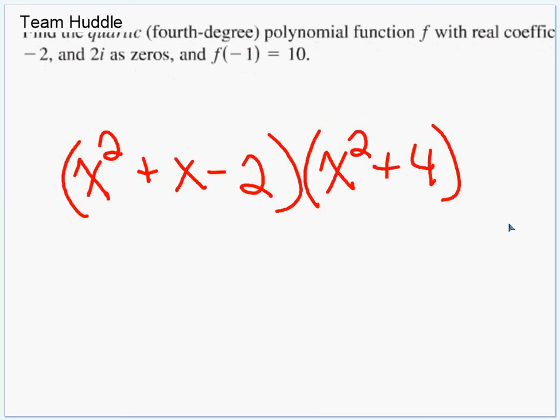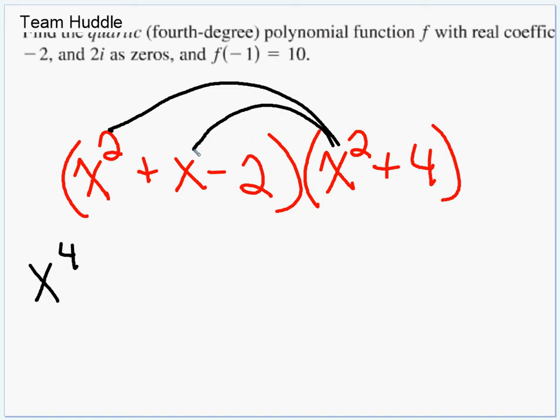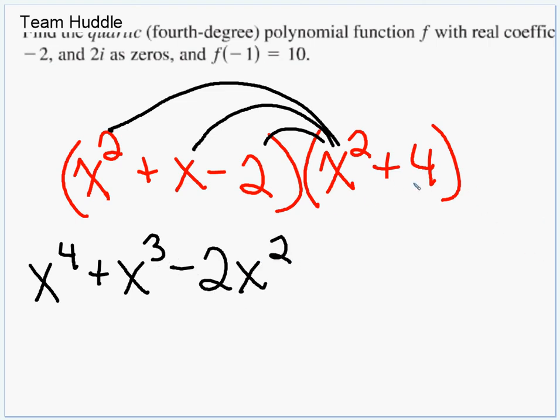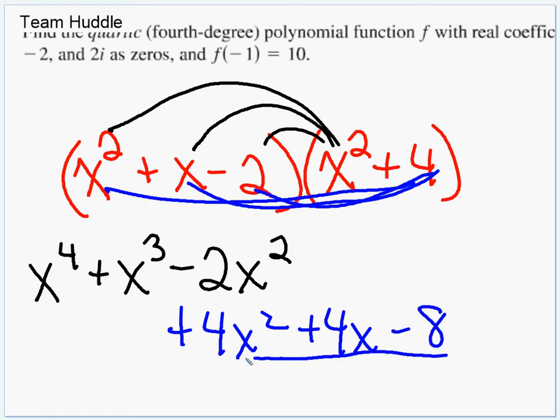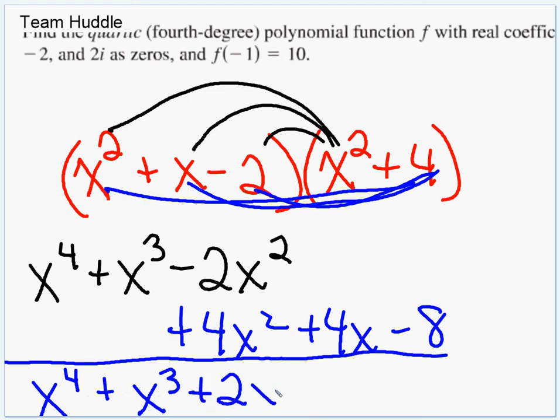Okay, again, I'm going to work right to left. We get black ink here. X squared times x squared, x to the 4th. Here we'll have an x cubed and a minus 2x squared. Distribute the 4. That's a 4x squared. And a plus 4x. And then last times last is a minus 8. So when we add these columns, we get x to the 4th plus an x cubed plus 2x squared and a 4x and a minus 8.